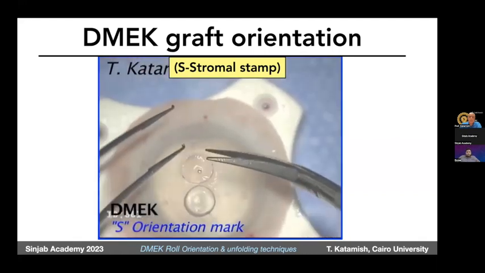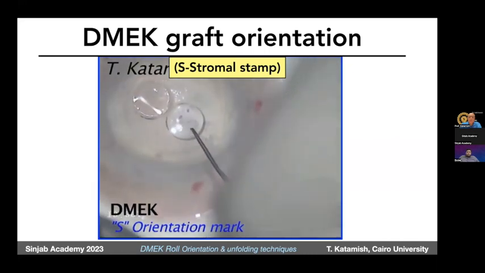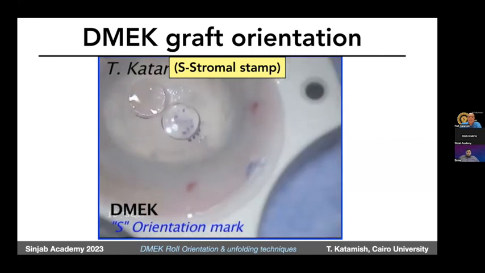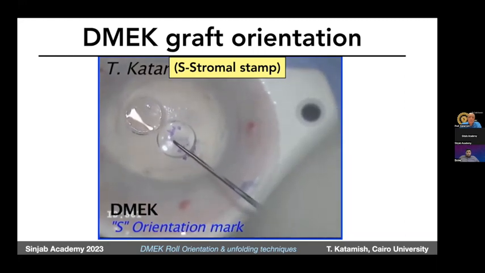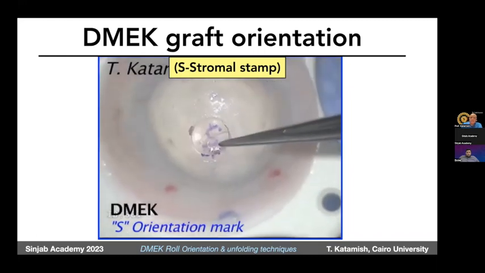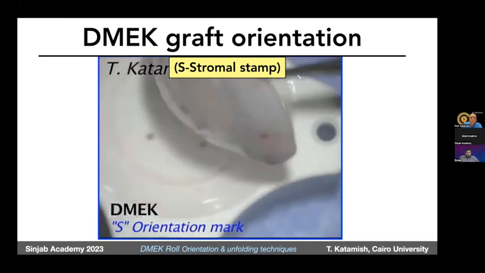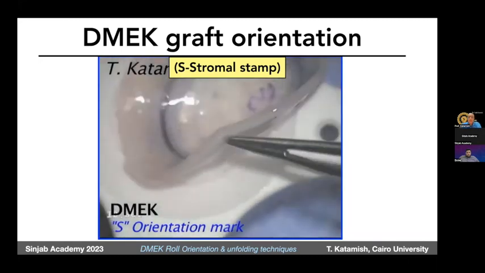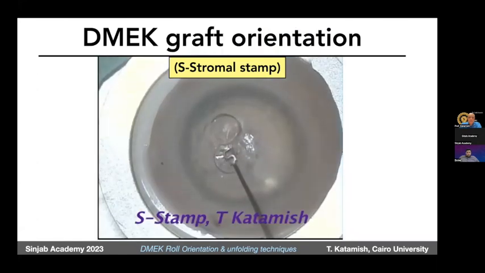And then I flip the graft and open this stromal window from the other side. It usually has a small hinge. And I make perfect dryness. And if you don't have an S stamp, you can draw your S with gentian violet dye using a Sinskey hook, as you see. But of course, if you have an S mark, it will be much easier. So this is the S stamp. If you have an S mark, as you see, you just make the S stamp. Very easy and very simple.